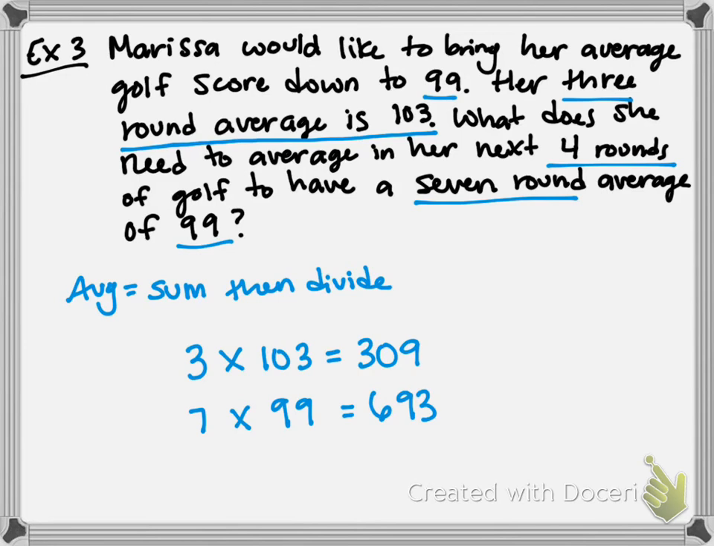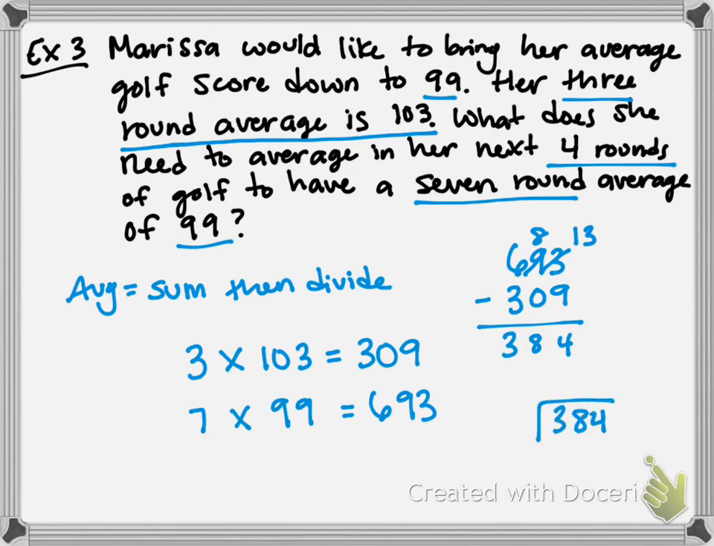So we have to figure out what she needs to score in the next 4 rounds of golf to bring her average down to a 99. So I only have 693 total points to work with, and I've already used 309 of those points. So I'm going to subtract those, and I get, let's see, 384. So in 4 rounds of golf, she can only get 384 points. So what are we going to do with 384 and 4? Well, we're going to divide them. So 384 divided by 4.